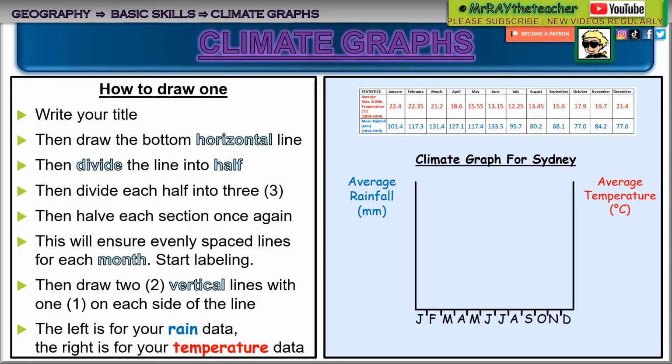If you're using degrees Fahrenheit, please stipulate that, because 60 degrees Celsius and 60 degrees Fahrenheit is a big difference.